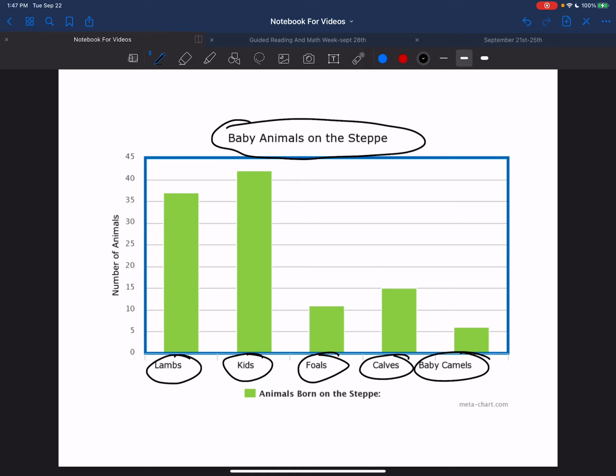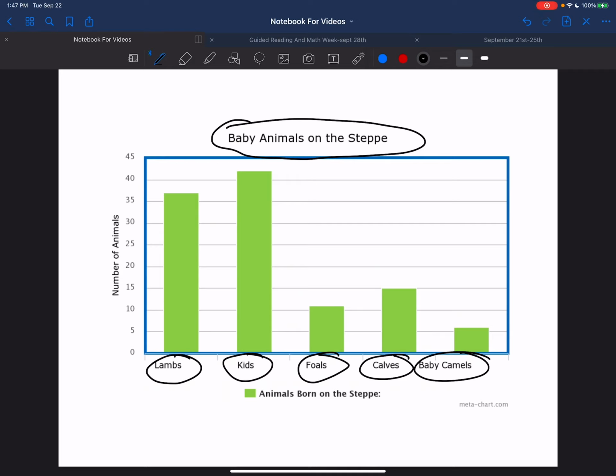And last but not least, I'm going to look at my scale. So I notice that I'm going up by 5. So I'm skip counting by 5. So that means if the bar were to fall in between one of my lines on the graph, then I would have to have a number that comes between the two numbers before.